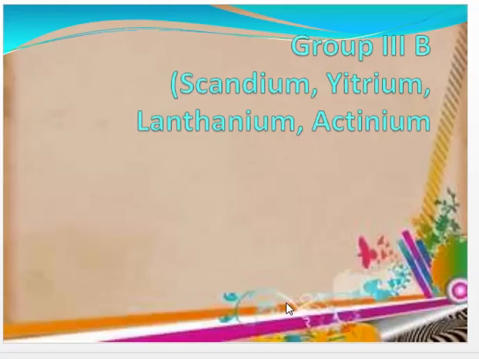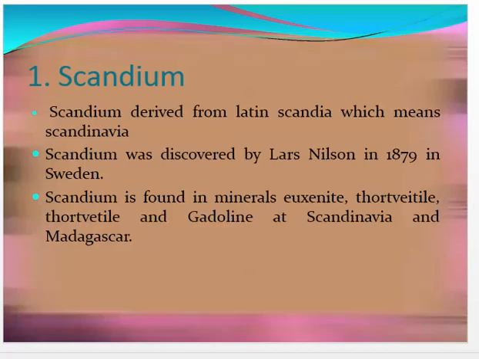But now we go to the description of each group, because today we have the 3B, 4B and 5B subgroups. At first, we will describe group 3B. In the third B group, we have scandium, yttrium, lanthanum, and actinium elements. They are metals. Okay, first, scandium.